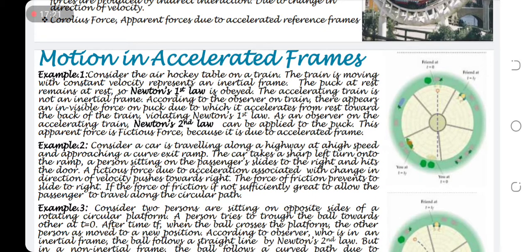Inertial means when a body has zero acceleration, that is, when a body is at rest or moves with uniform velocity. In other words, when the net force acting on the body is zero, the body is in an inertial frame of reference. If a body has some acceleration, meaning velocity is increasing or decreasing, then the frame of reference would be called an accelerated frame of reference.